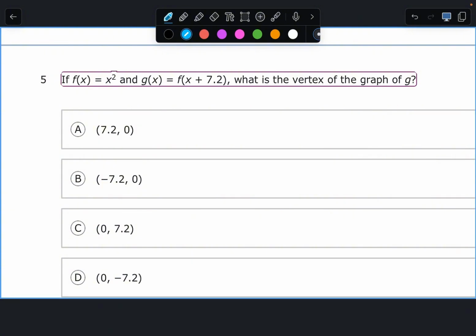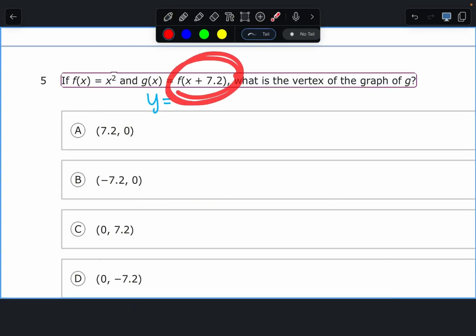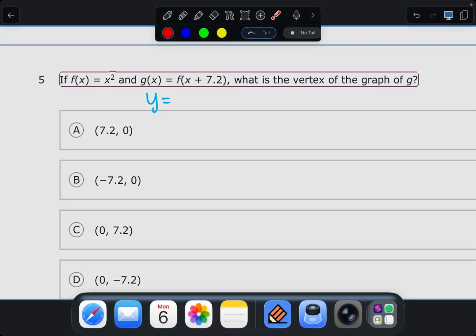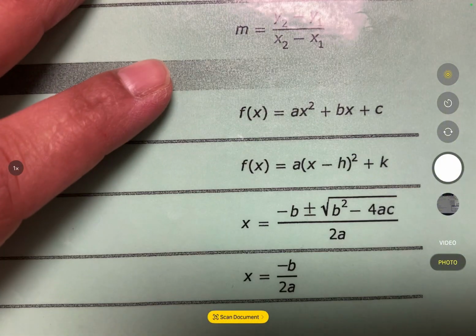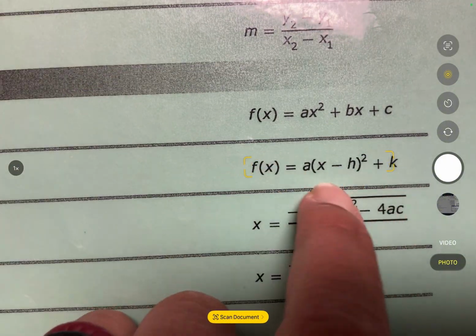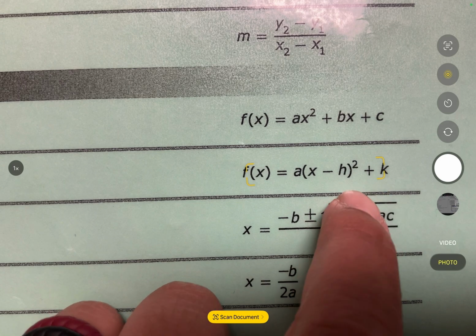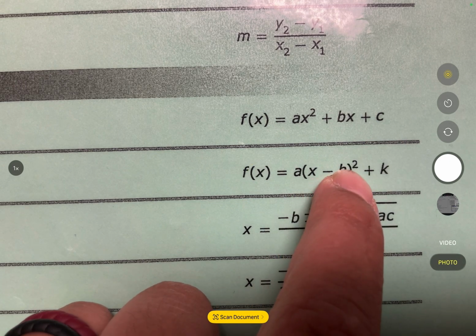For number 5, it is asking what is the vertex of this one, but it's written in function notation form. So that's what's throwing everybody off. G of x just switches back to y equals. If you look at the right side of this equation on number 5, it has parentheses. So if I use my formula chart, this second line is the only one that has parentheses, correct? So the only thing that this formula has that the one on paper doesn't is what? Not negative. The squared on the outside.